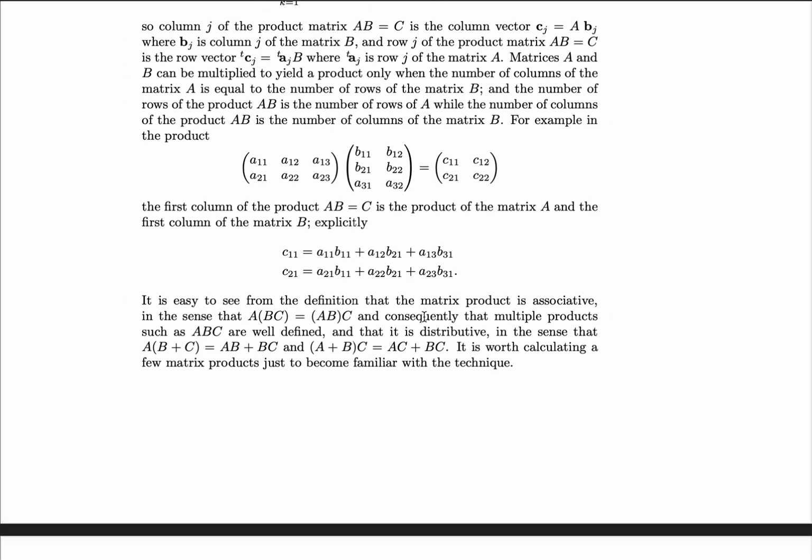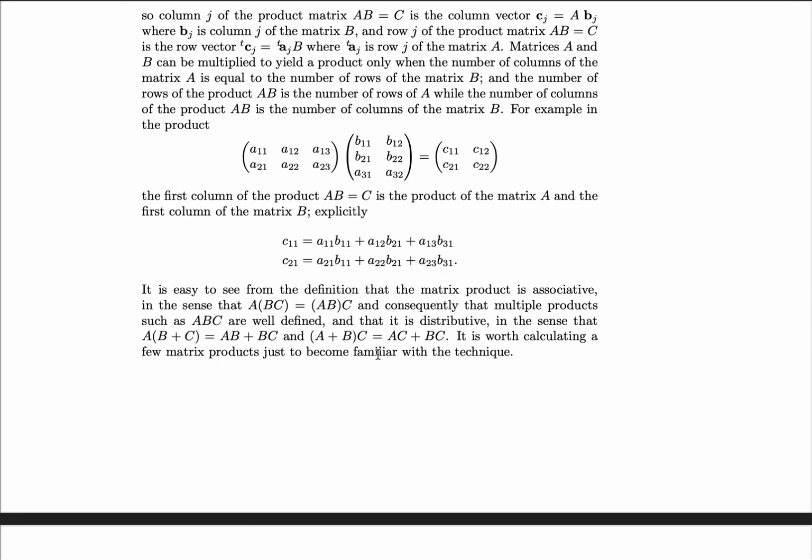You can check pretty easily that the matrix product is associative in the sense that A times BC is equal to AB times C, and consequently multiple products are well defined. Additionally, you can tell that it's distributive in the sense that A times (B plus C) is equal to AB plus AC, and (A plus B) times C is equal to AC plus BC. It is worth calculating a few of these to become familiar with the technique.